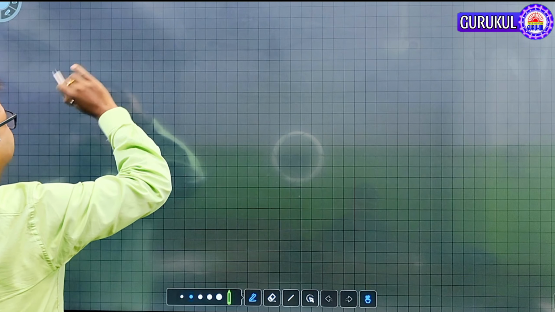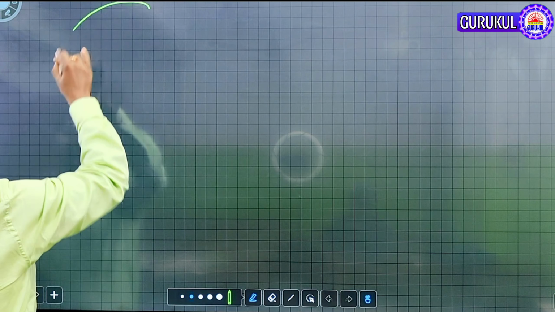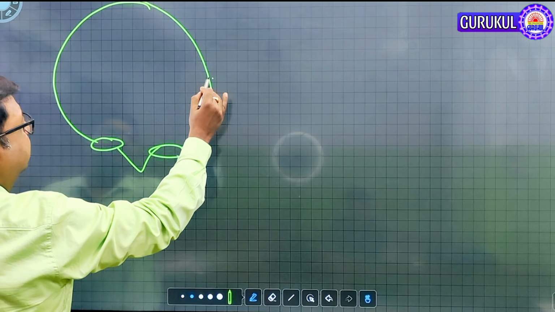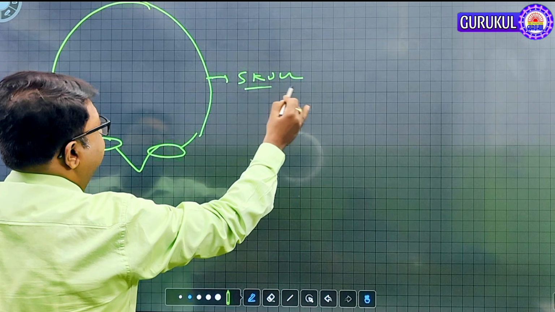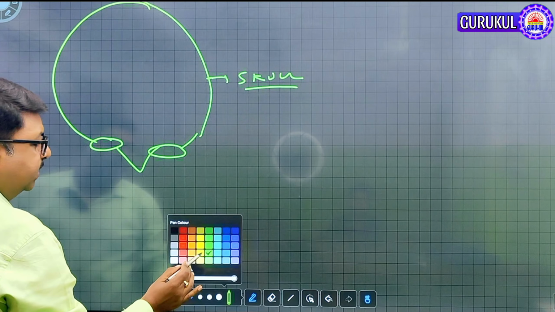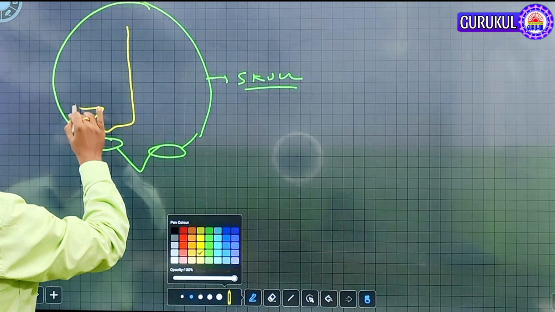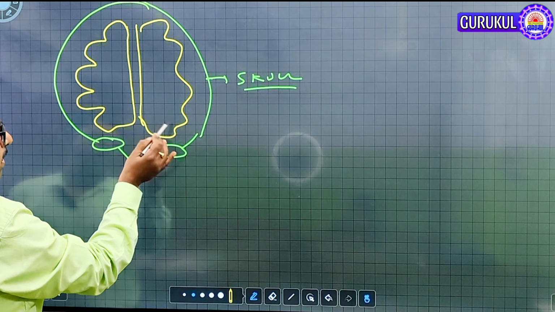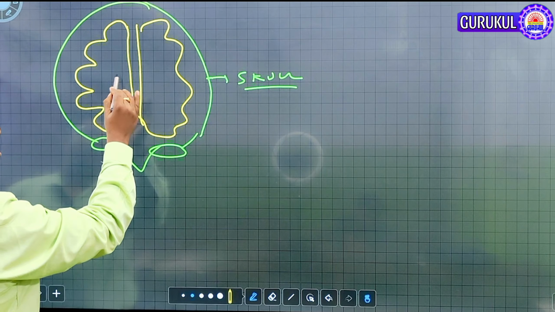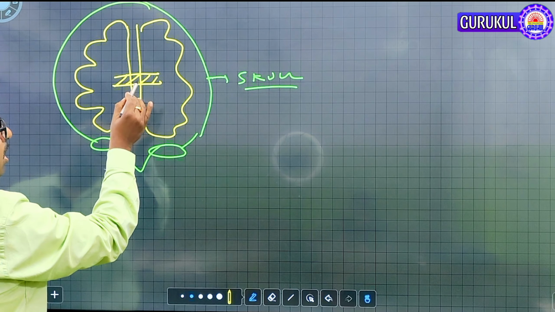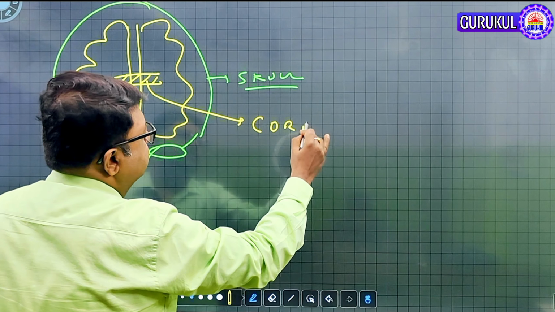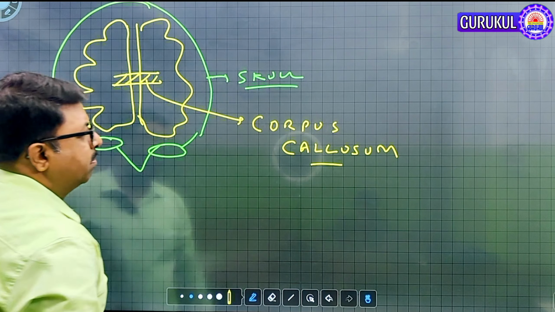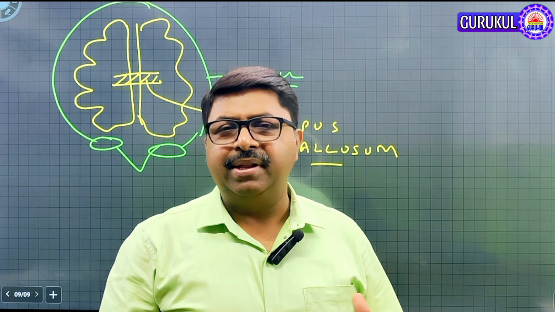The moment we talk about cerebrum, what is its function? In the cerebrum, two portions are very important. The skull is also called the cranium, and inside the skull is the cerebral hemisphere. The cerebral hemispheres are connected by the corpus callosum, which is a unique feature of all mammalian brains.